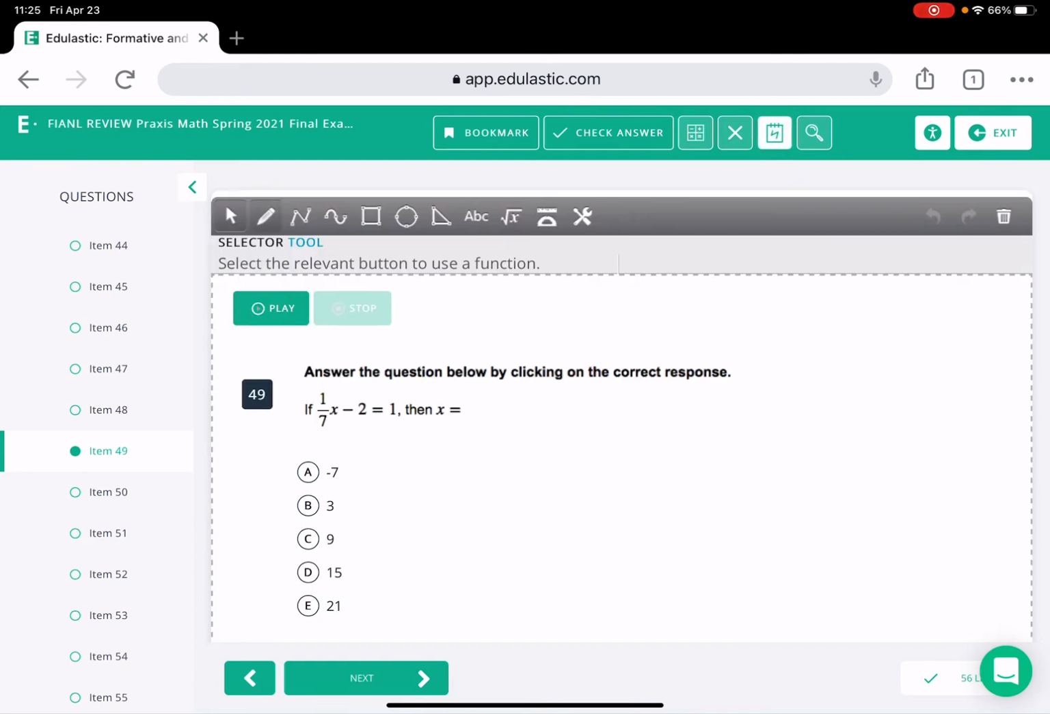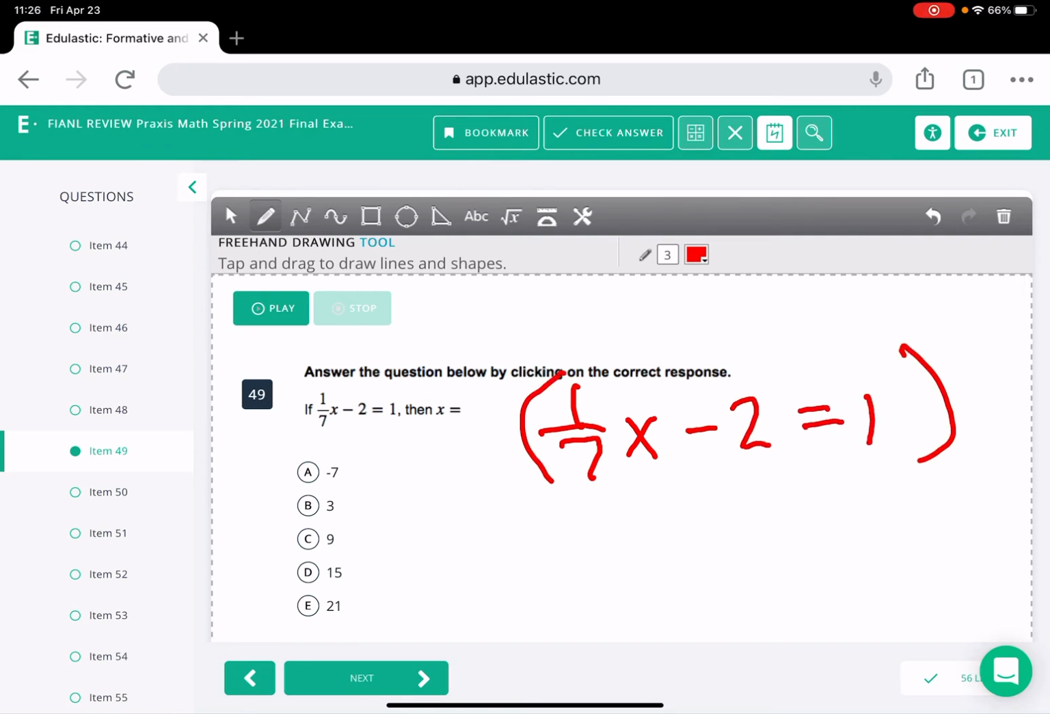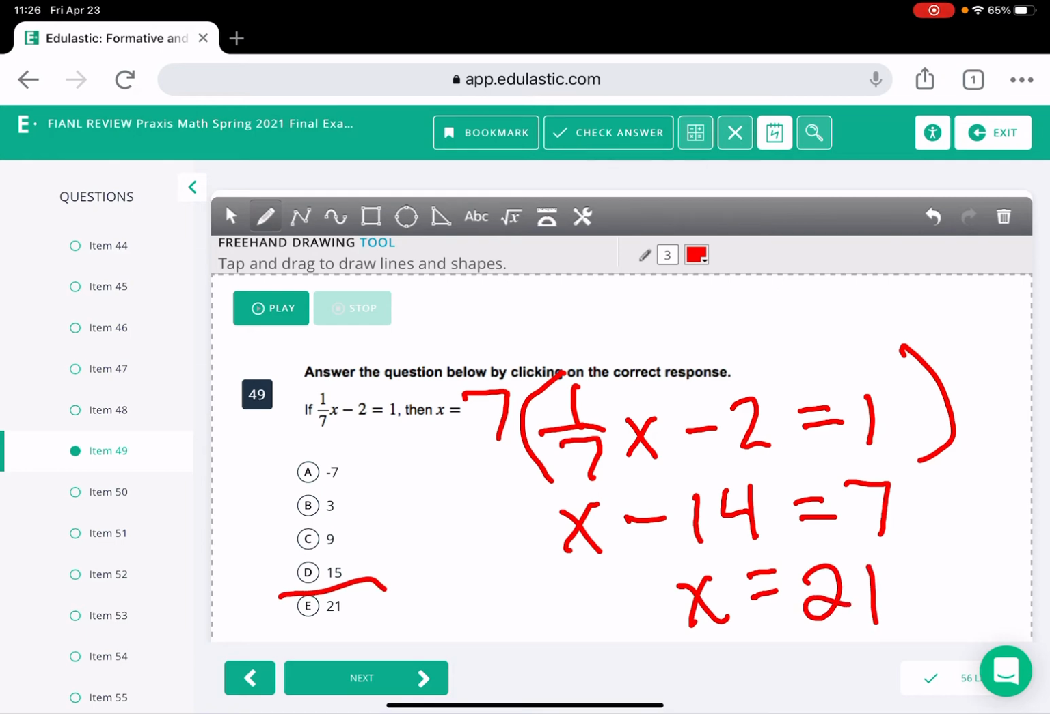So, answer the question below by clicking the correct answer. If 1/7 x minus 2 equals 1, then x is... So 1/7 x minus 2 equals 1. I'm going to do what's called clearing the fraction by multiplying everything by 7. So I get x minus 14 equals 7. And I add 14 to both sides, and x should be 21. Okay, the next one you want is 50.